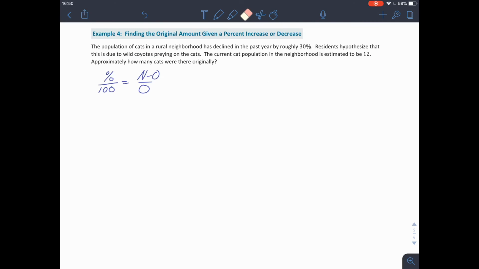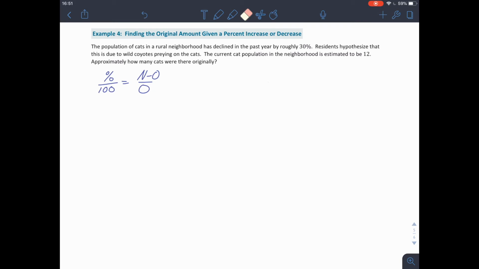The population of cats in a rural neighborhood has declined in the past year by roughly 30%. Residents hypothesize that this is due to wild coyotes preying on the cats. The current cat population in the neighborhood is estimated to be 12. Approximately how many cats were there originally? So you can pause and try this one here.